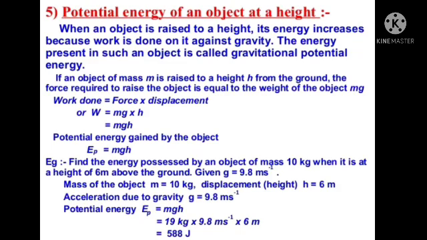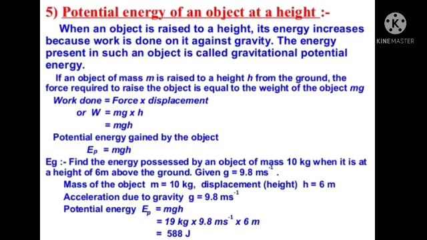If an object of mass m is raised to a height h from the ground, the force required to raise the object is equal to the weight of the object, mg. Work done is equal to force multiplied by displacement. We have the following formula. Potential energy gained by the object: potential energy is equal to m multiplied by g multiplied by h.